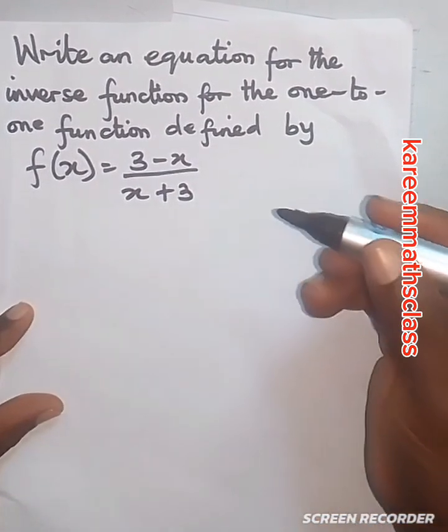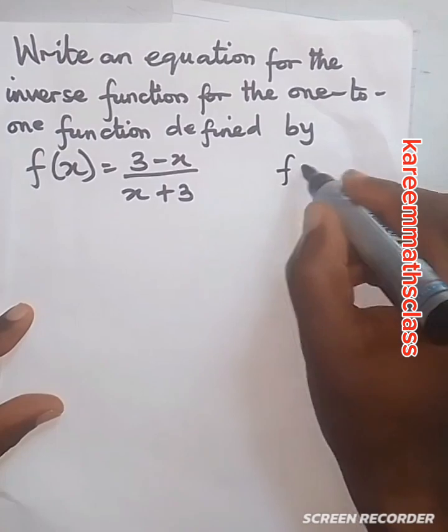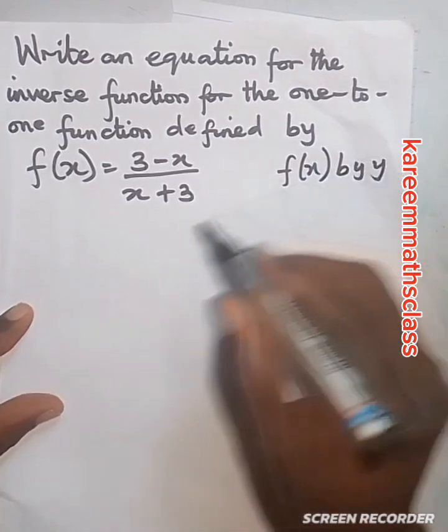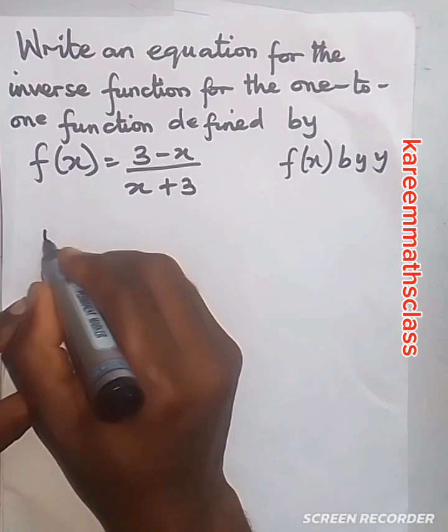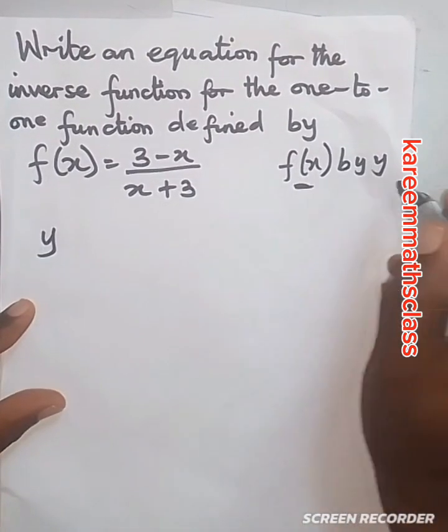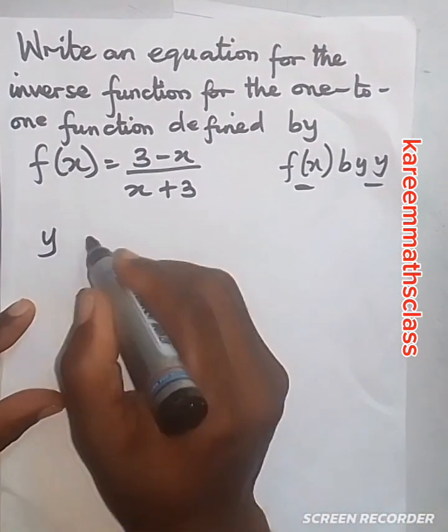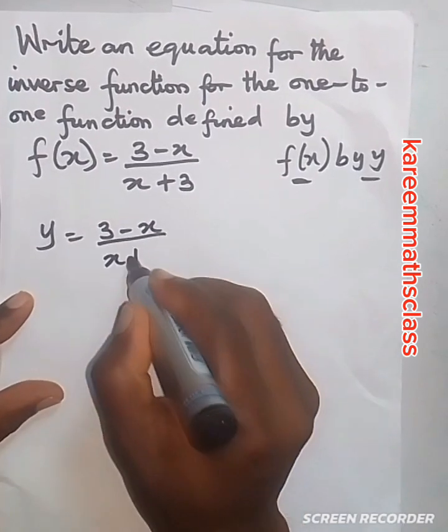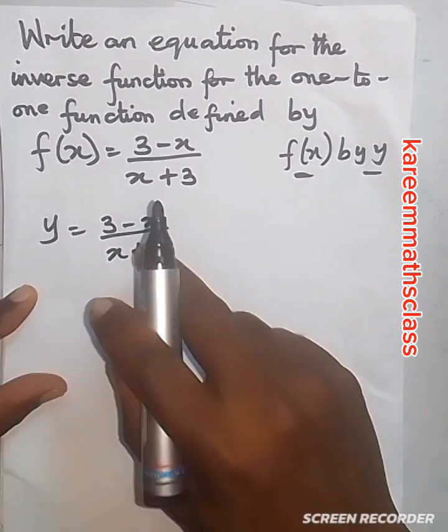I told you step 1 is replace f(x) by y. So that means f(x) will be y. We have replaced f(x) now by y. That's our step 1. y is equals to 3 minus x over x plus 3. That is our step 1.